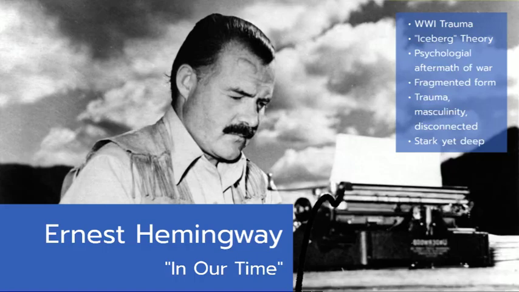Published in 1925, In Our Time captures the psychological aftermath of World War One. Its disconnected, fragmentary form mirrors the fractured consciousness of its characters. Themes include trauma, masculinity, and disconnection. The interchapters offer glimpses of violence and chaos, which creates a collage, you could say, of post war disillusionment. Again, Hemingway's prose is stark, almost journalistic, but very emotionally resonant in its restraint. This is the key.